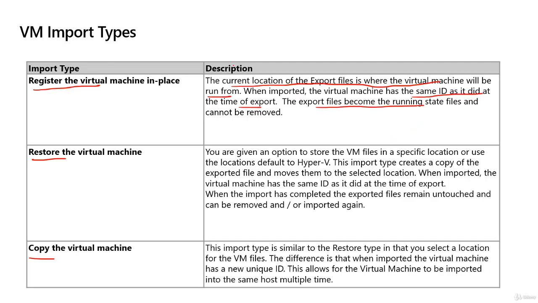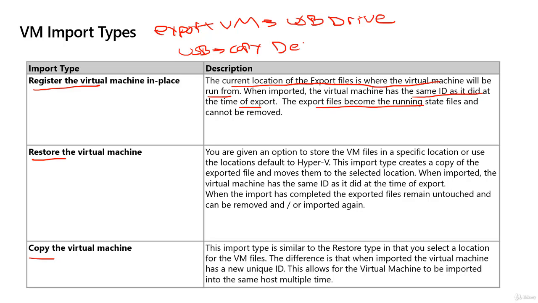So picture this. You export your VM. When you do that, you put it on a USB drive. Then I take the USB drive and I copy the files from the USB drive to my desktop on the server. And your thinking is, I'm just going to import these files from the folder on my desktop that I just pasted.